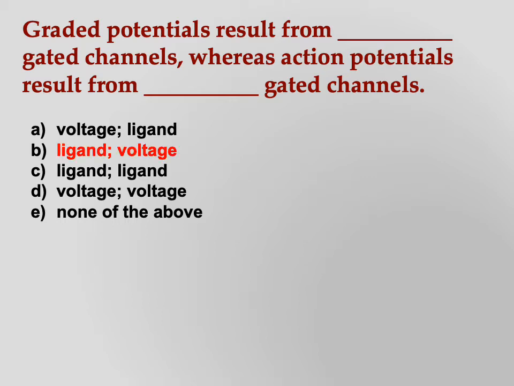So, graded potentials are caused by ligand-gated channels. We're opening ligand-gated channels and allowing some ions to pass through. Action potentials are caused by voltage-gated channels. We haven't looked at the details of that yet. We will coming up. So, graded potentials from ligand-gated channels, action potentials from voltage-gated channels. All right, keep that in mind. That's a big difference between the two.